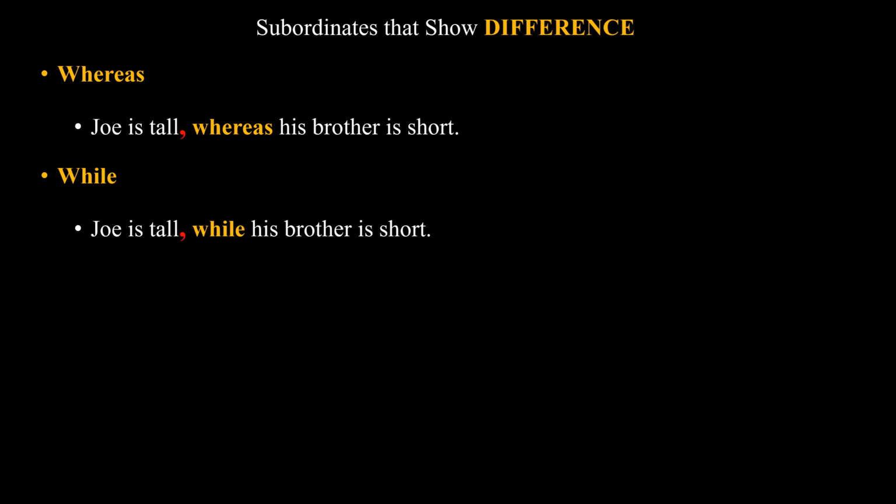Alright, here are subordinators that show difference in the sentence. For example, whereas Joe is tall, comma, whereas his brother is short. While Joe is tall, comma, while his brother is short. Now notice here I'm using the subordinators in the middle of the sentence, where I shouldn't use the comma, but this is an exception to the rule. If you are using whereas or while to show a difference in the sentence, you have to put the comma in the middle. This is just an exception to that rule.